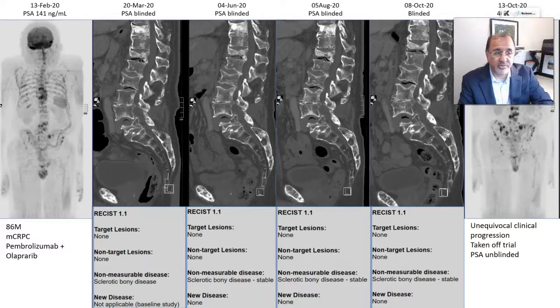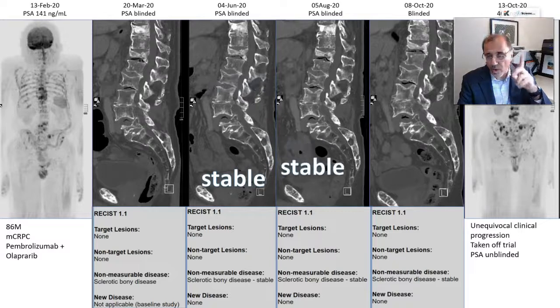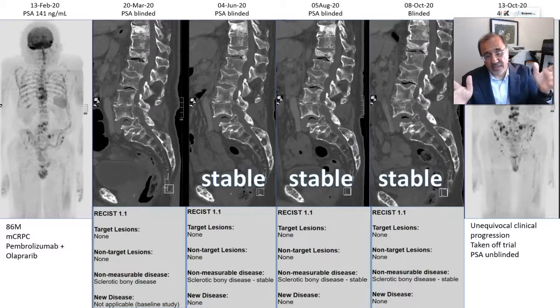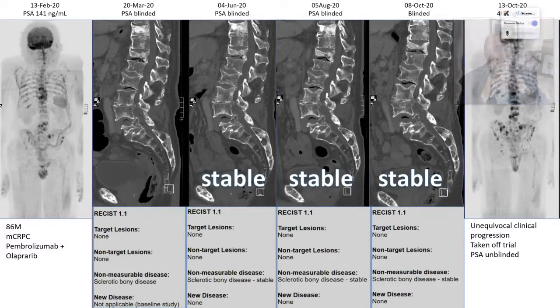And here's an example. So here's an 86-year-old man with castration-resistant prostate cancer who is being treated with an immunotherapy and a PARP inhibitor. Now, as you look at him going left to right, you can see that we have prospectively used CT scans and called this patient stable.